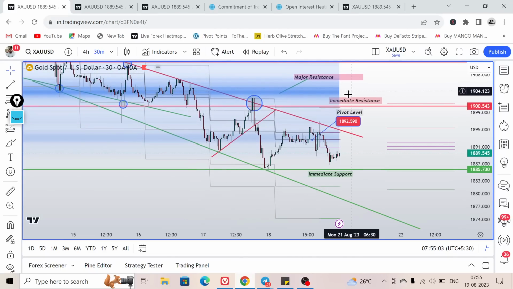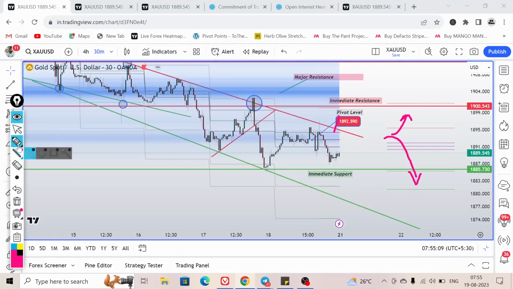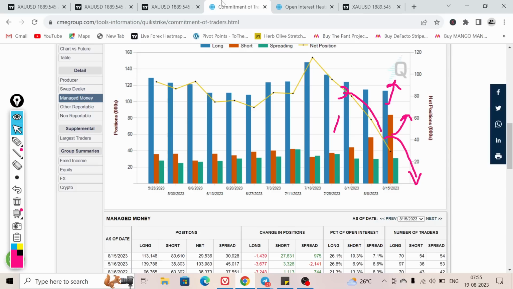And on the upside, this level, 1900 to 1905, is a good volume price area. So under this we have to look for sells. But if price breaks above this zone, then we can expect some correction of price from that level and we can look for buy opportunities.